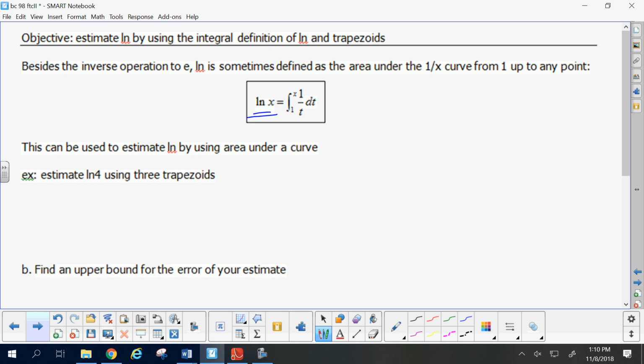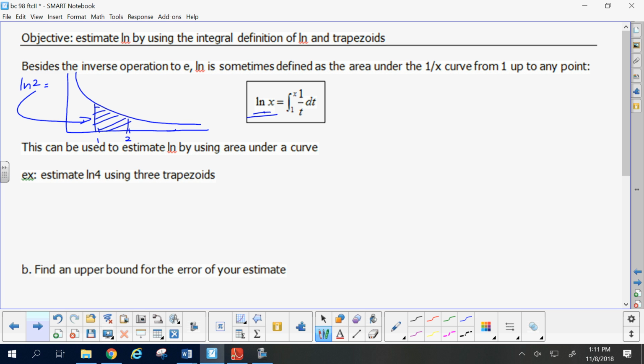A calculus student would not think of log this way. In fact, mathematically speaking, log is defined as the area under the 1 over t curve. That's what log is defined as. If you were to talk about the log of 2, for example, it really means if you draw the 1 over t curve and start at 1 and go to 2, that area is the log of 2.